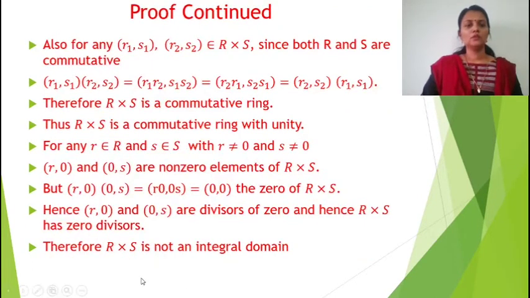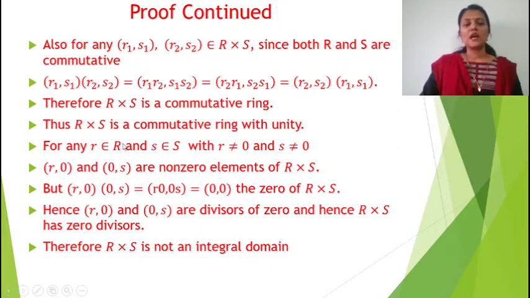Now, choose any two elements (r1, s1) and (r2, s2) element of R cross S. Since both R and S are commutative, (r1, s1)(r2, s2) is equal to (r1 r2, s1 s2), which, by commutativity, is (r2 r1, s2 s1), which is (r2, s2) into (r1, s1). Therefore, R cross S is a commutative ring. We have already shown that it has unity.